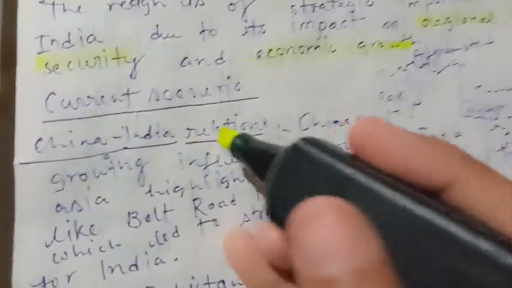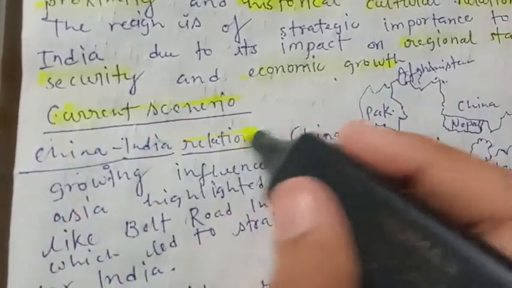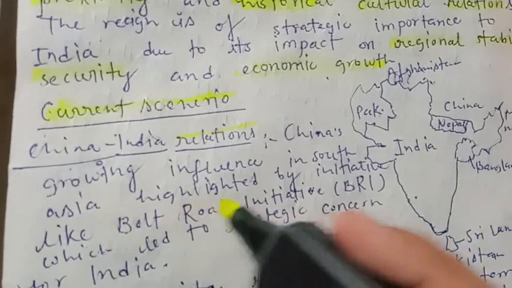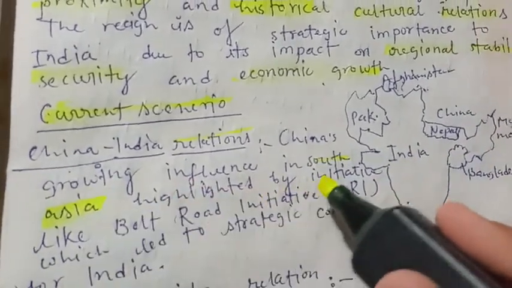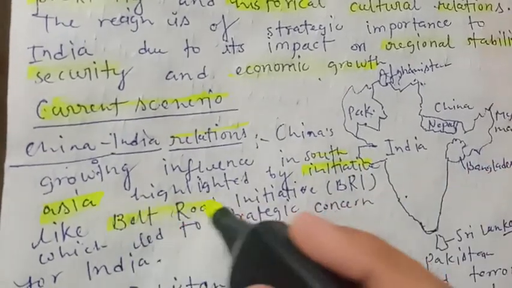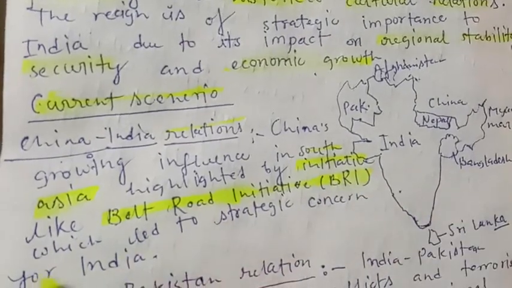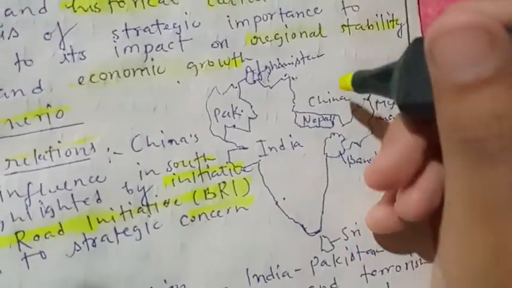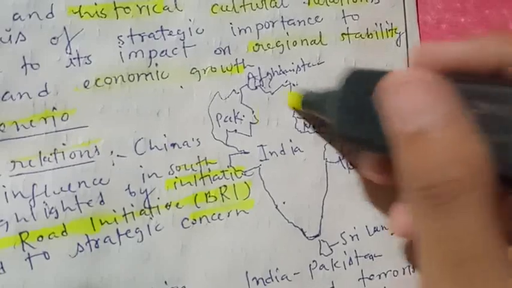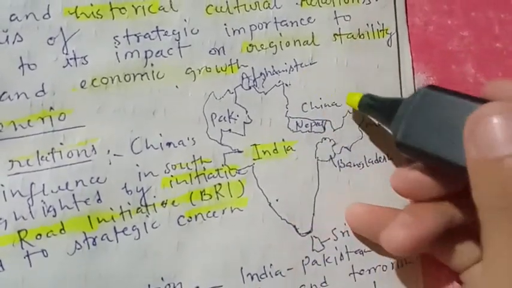And the current scenario, India and China relations. China's growing influence in South Asia, highlighted by initiatives like the Belt and Road Initiative, BRI, which leads to strategic concern for India. And I also made a map of India and its neighbors.